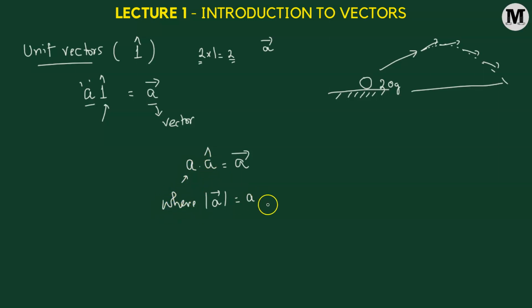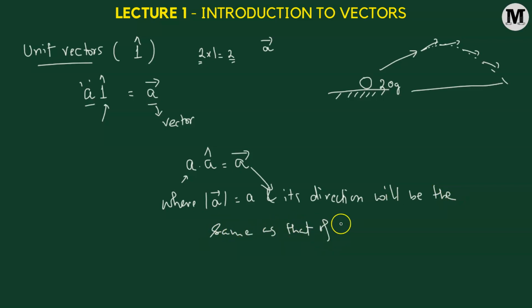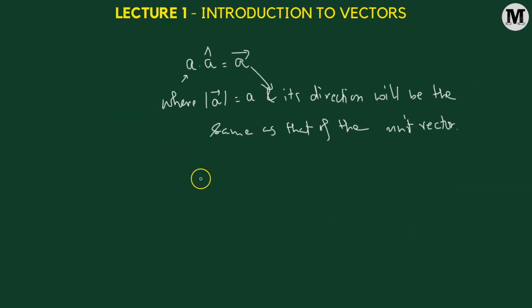And its direction will be the same as that of the unit vector. So I think you have gotten some sense of what a unit vector is, right? So what we'll do, we'll take this particular equation. We have a vector, we are multiplying it with a very special vector known as the unit vector, and that converts the scalar number into a vector.